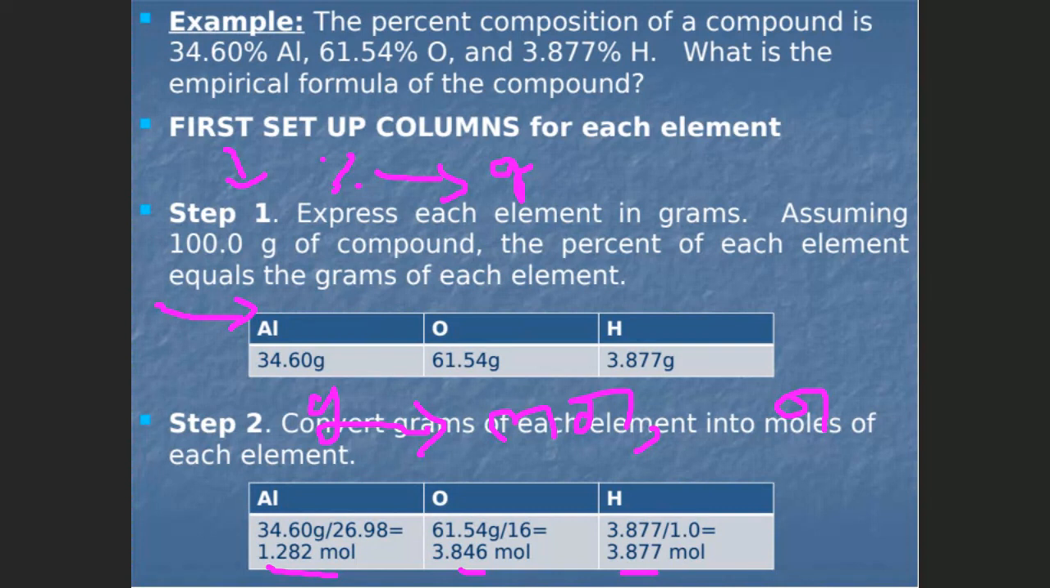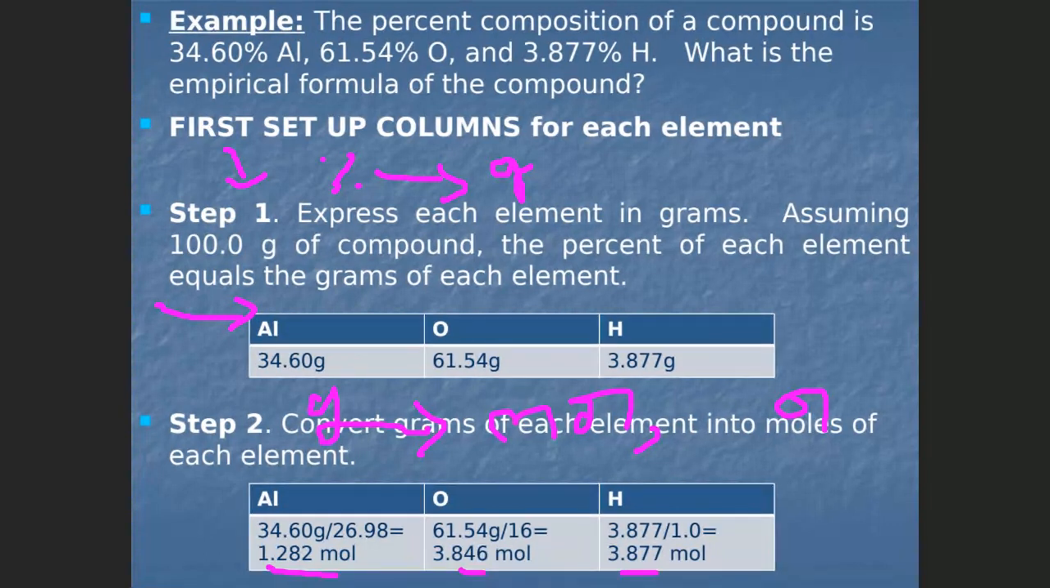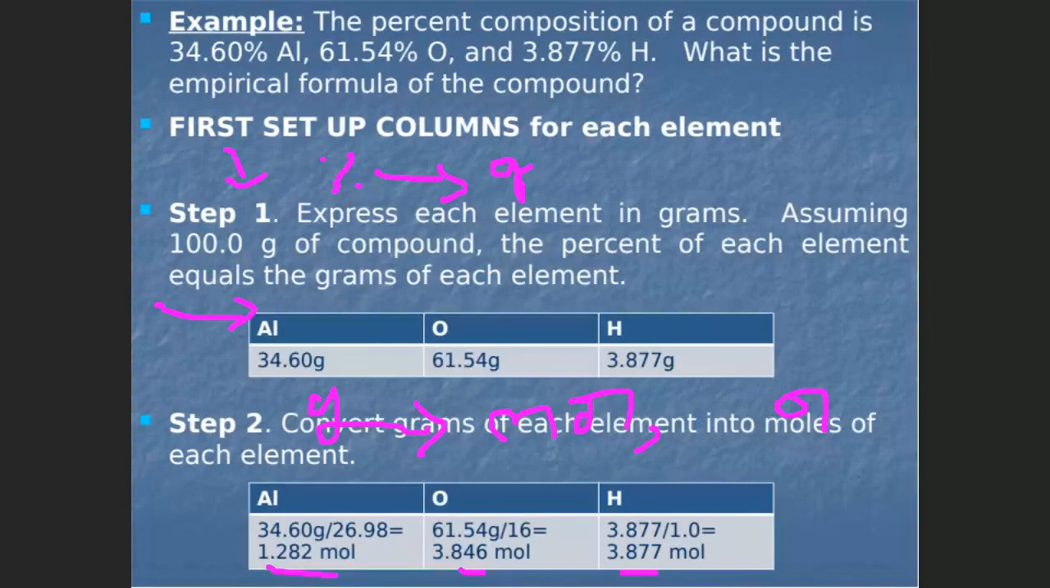Got it, everybody? So take time here, because if you understand the rules, you are done for the whole chapter, correct? So take time. Here we have aluminum, oxygen and hydrogen. Aluminum 1.282 mole, oxygen 3.846 mole and hydrogen 3.877 mole. So which one is the lowest? Yes, aluminum is. So next job, number 3, we have to divide each element's mole by the lowest mole number. So let's do that.